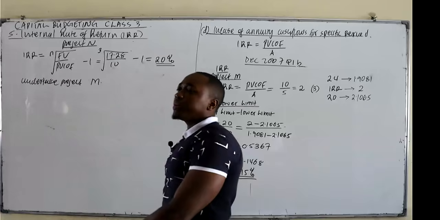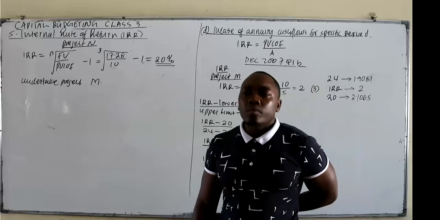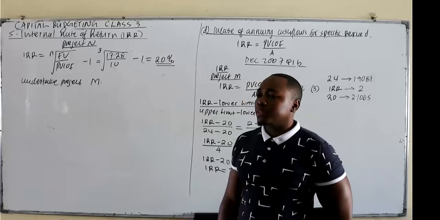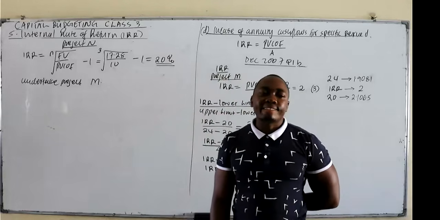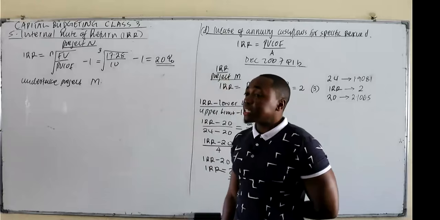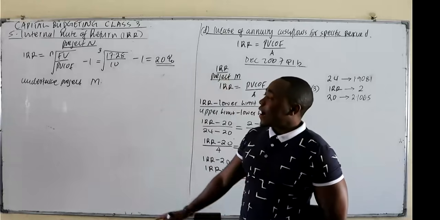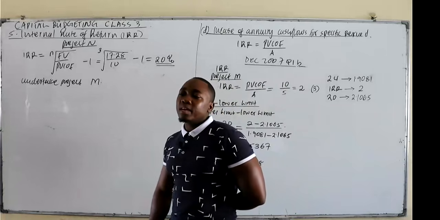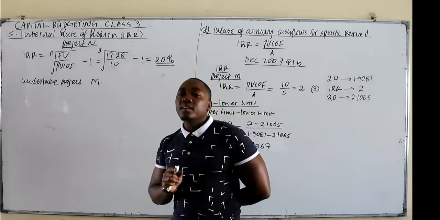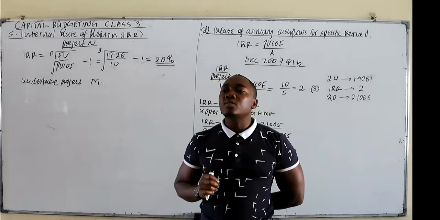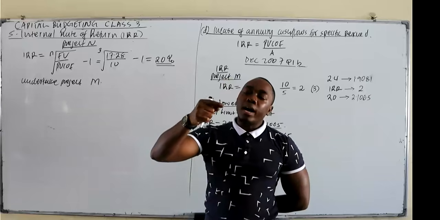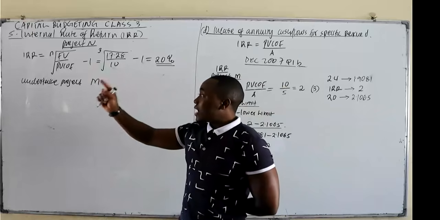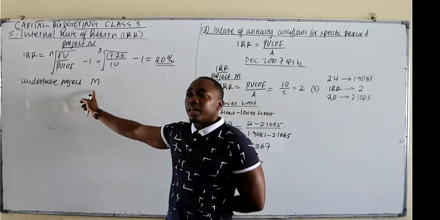Can you go back to the comment section? Which project did you accept? You accepted project N. For IRR, which project have we accepted? M. So you see that one of the disadvantages of the two methods is that sometimes there will be conflicting results. According to NPV, we accepted N. IRR, we have accepted M.